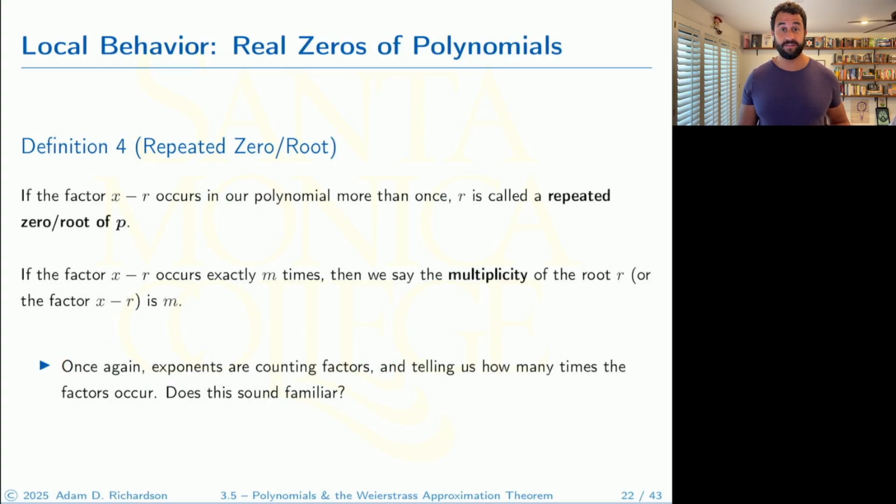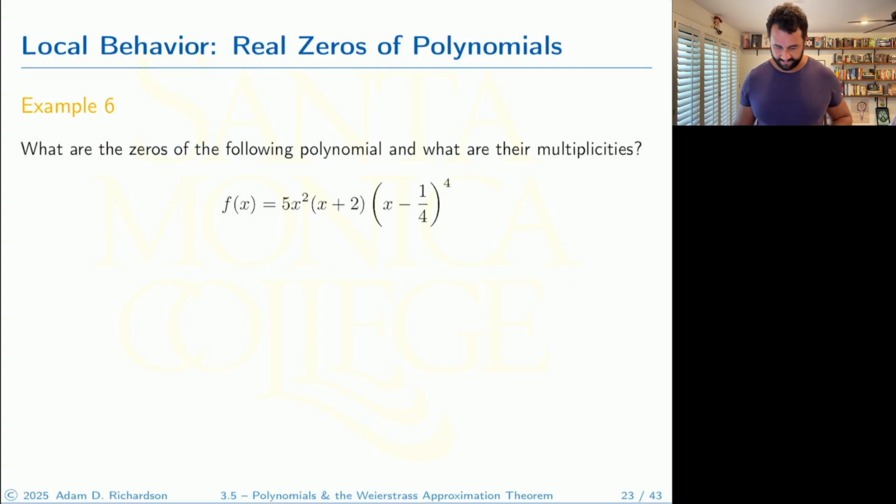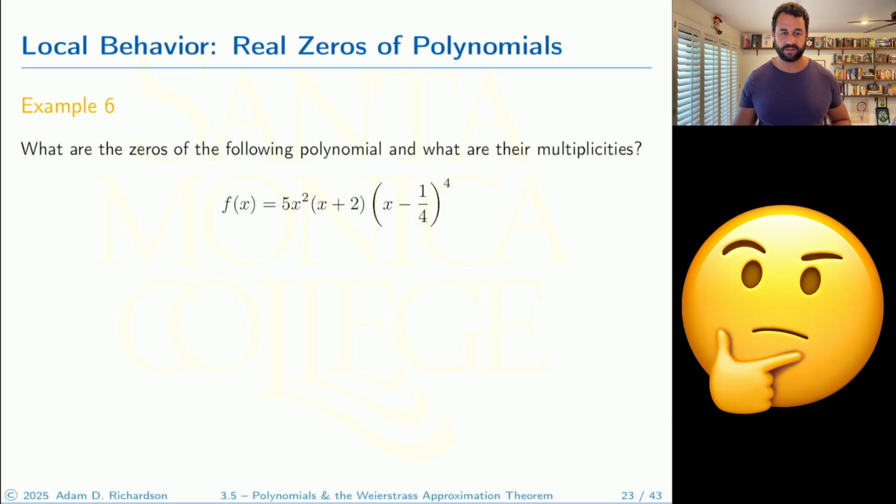Okay. So once again, exponents are counting factors, and they're telling us how many times those factors occur. Does that sound familiar? Very similar to when we were talking about factoring integers. There's an interesting connection there coming up. All right, so here's one I want you to try. I want you to look at this polynomial, and tell me what the zeros are and what the multiplicities of the zeros are. Think about it for a sec.